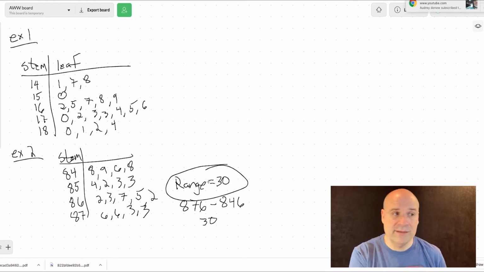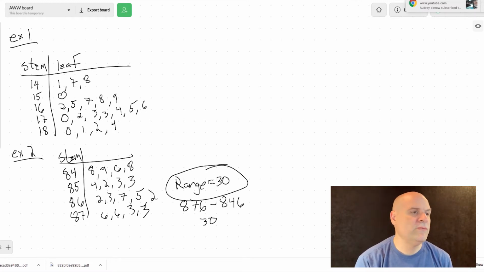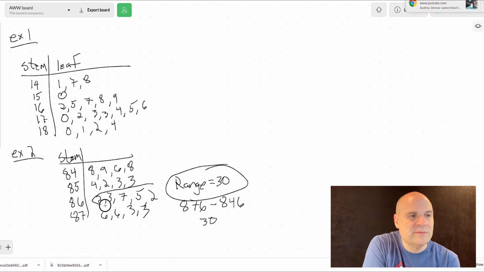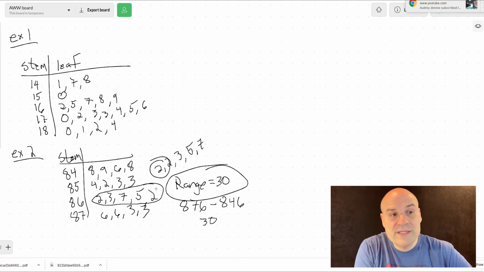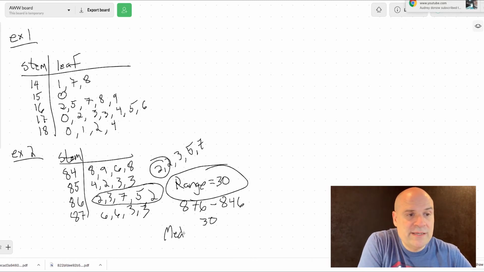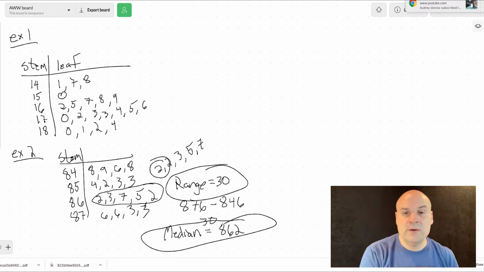All right, next, median. So how many numbers do you have? You got 4, 4, 5, and 4. What is that? 17 numbers, okay? So it's an odd number of numbers, which means you do have a middle number. It's the ninth number. So let's see which row we have to put in order. 1, 2, 3, 4, 5, 6, 7, 8 goes there. So let's put these in order: 2, 2, 3, 5, and 7. So now the ninth number is going to be this 2 here. So what's our median? Our median is 862. Boom.